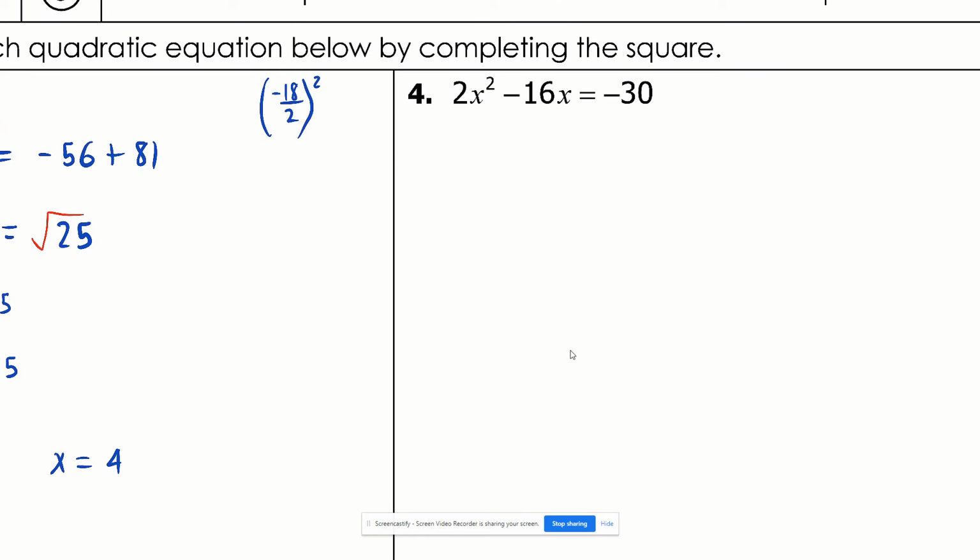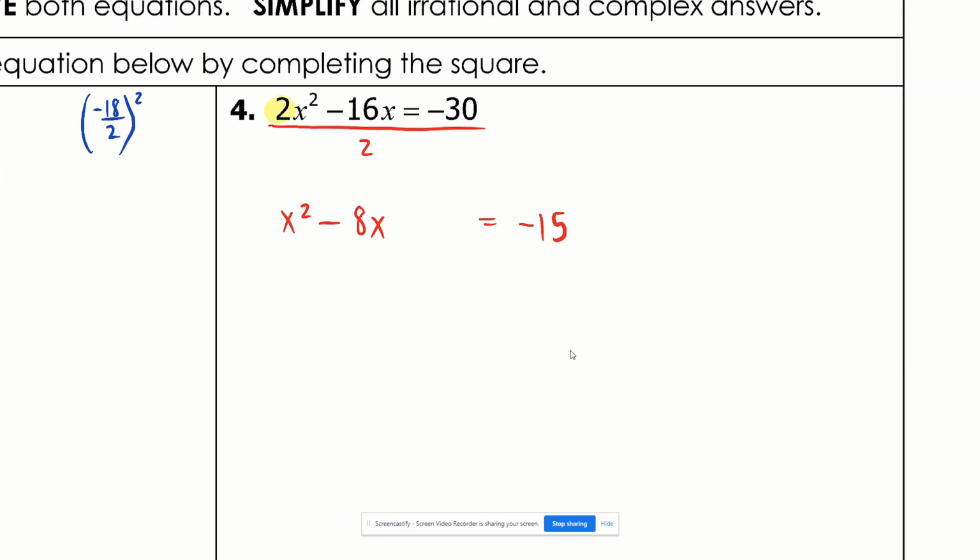Isn't it already in ax squared plus bx equals c form? But what do you notice? Well, there's an a value of 2. So we're going to do what the instructions told us to do. We're going to divide the whole thing by a. What is 2x squared divided by 2? Well, that's x squared. Your a value has to be 1, which we've now made it. What's negative 16x divided by 2? Negative 8x. That's an even value, right? If it's even, I can do it. If it's not even, it's not worth it. And then finally, what's negative 30 divided by 2? Negative 15.